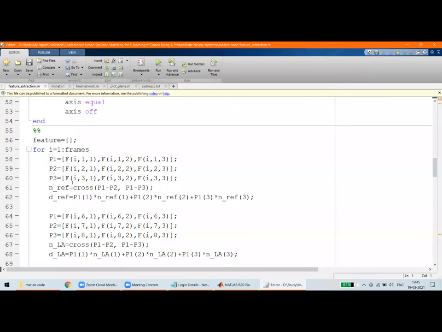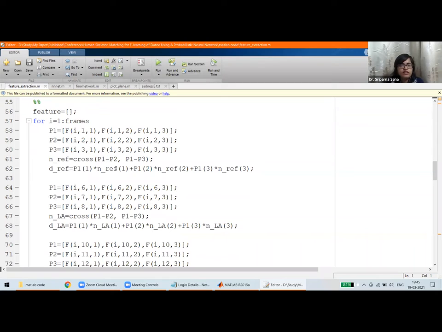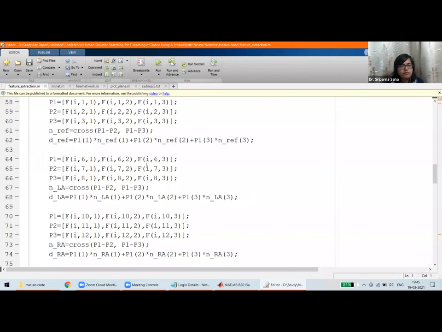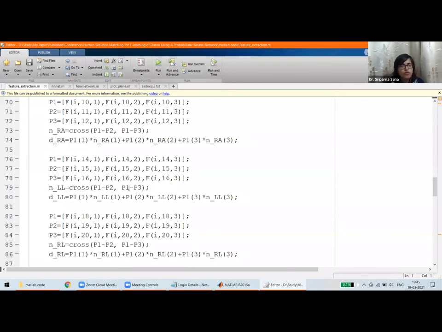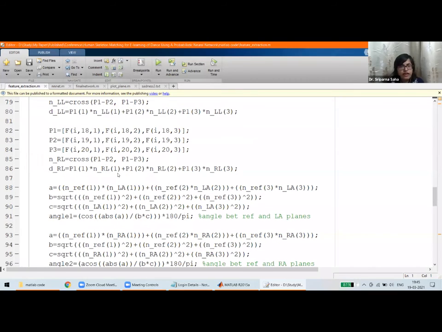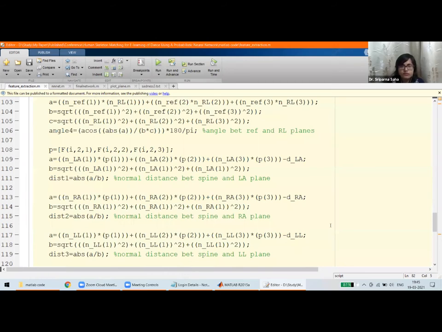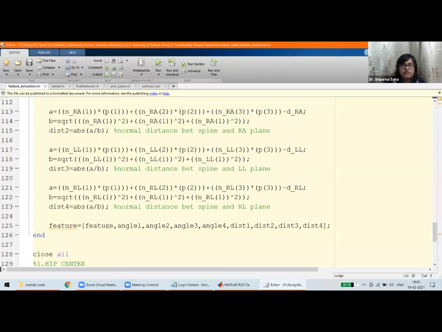So in the feature extraction, there are four acute angles between the reference plane and one particular plane, P1. There are four acute angles, and these are the normal distances that have been calculated. So eight measures are calculated over here. That is the particular feature being calculated. So this is the feature extraction.